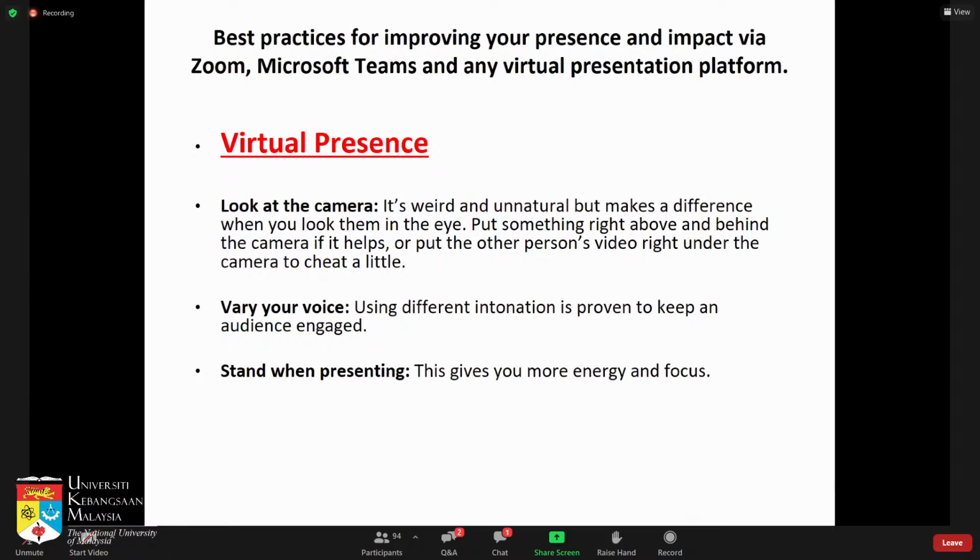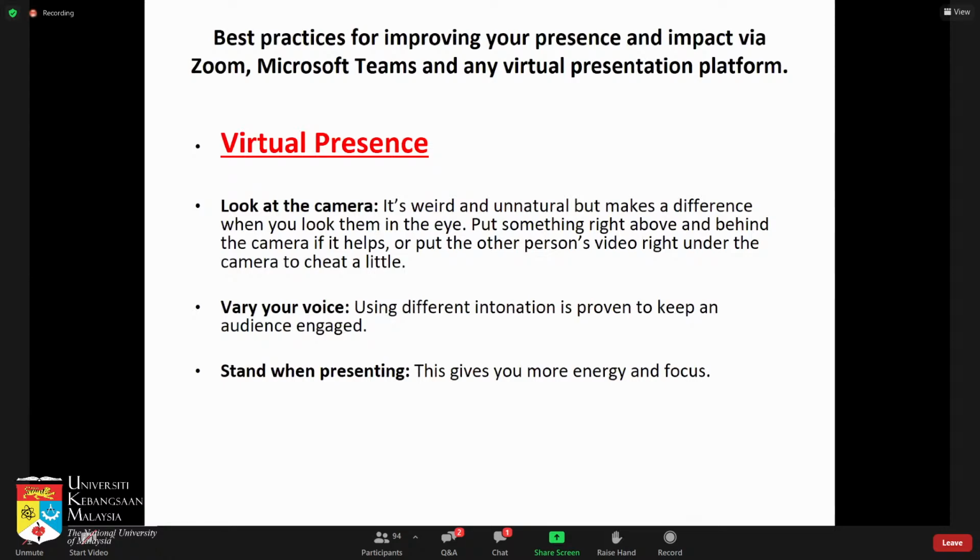Your virtual presence. I'm looking at the camera now, so you can look at me, okay? Sometimes it's a bit unnatural, you know, we look here, move up and down. Maintaining eye contact with the camera in virtual hygiene is very difficult because we need to focus on the slide. So sometimes a little bit of cheating, people can put something behind the camera to focus their eyes all the time. And your voice should be varied as well, something easy, something striking. So you change the intonation of your voice to keep engaging with your audience.